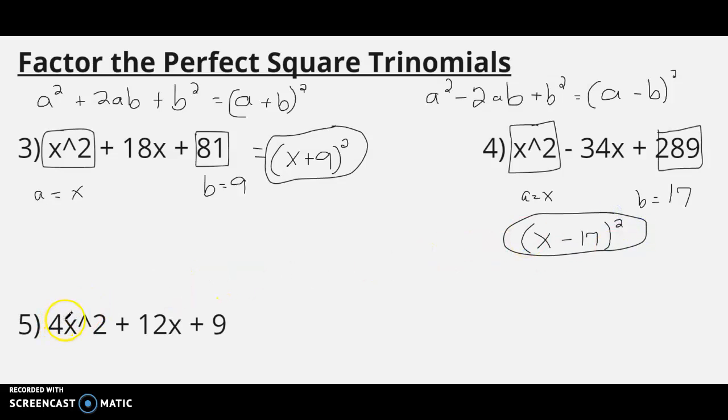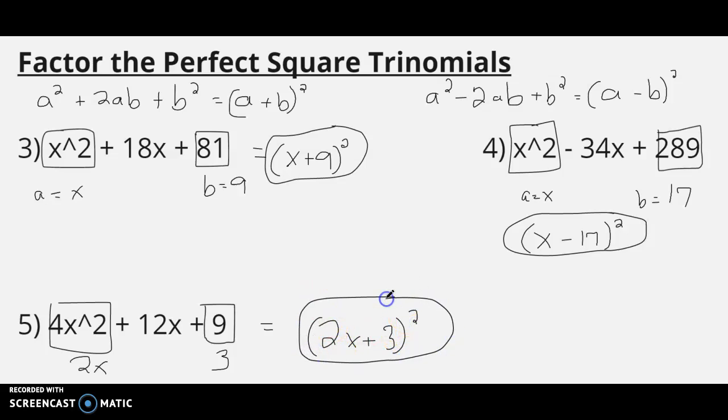Look at number 5. Look at our perfect square here at the beginning, perfect square here at the end, square roots being 2x and 3. We can use that to factor effectively 2x plus 3 quantity squared. And there's perfect square trinomials.